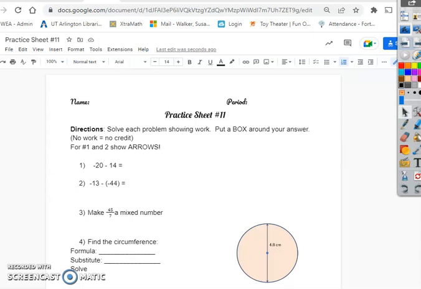Guys, we are adding a couple new problems to our practice sheet. We're going to do integers. We've been doing that recently, so let's look at number 1. So I see negative 20 minus 14, and it says show the arrows. Remember, I have to see your arrows. That way I know you understand the way it's moving on a number line.